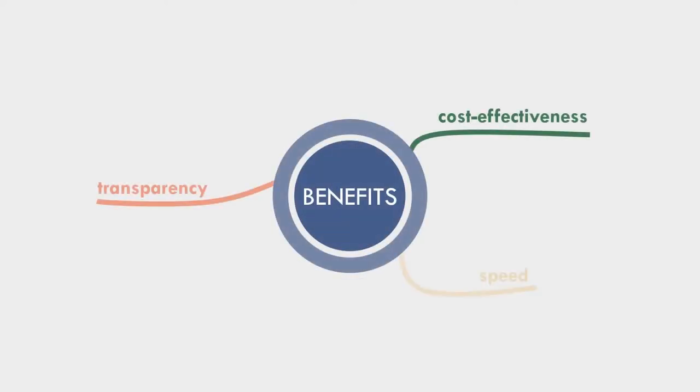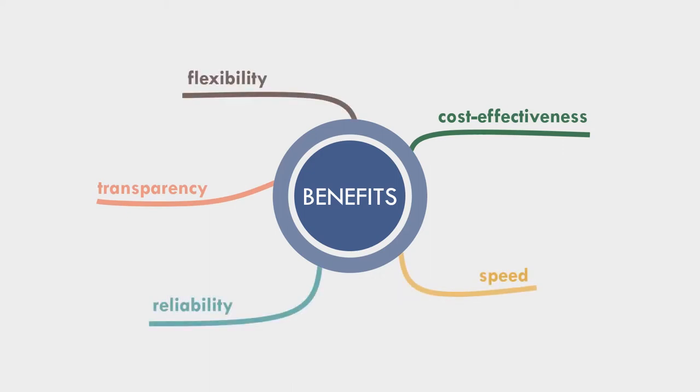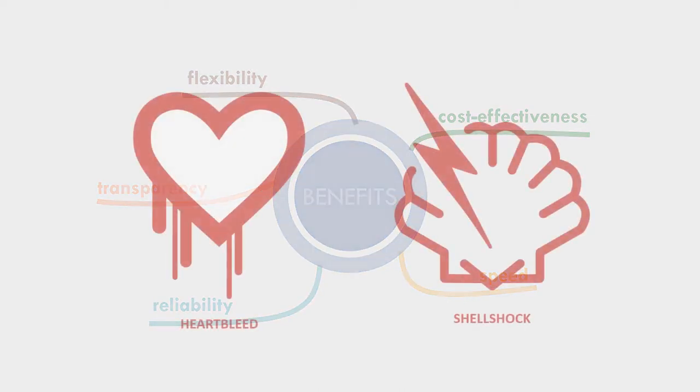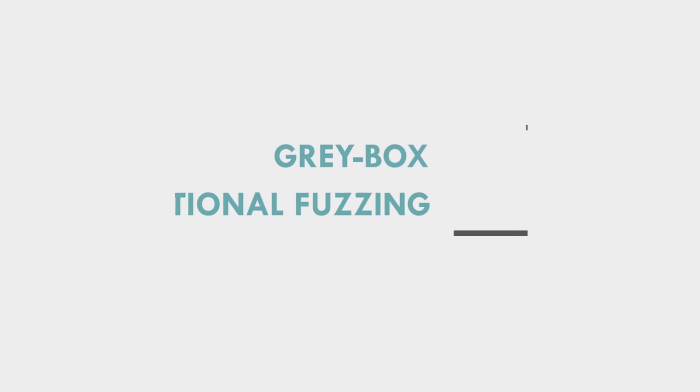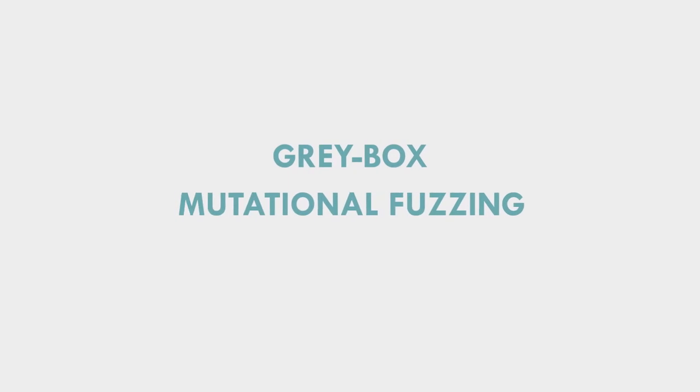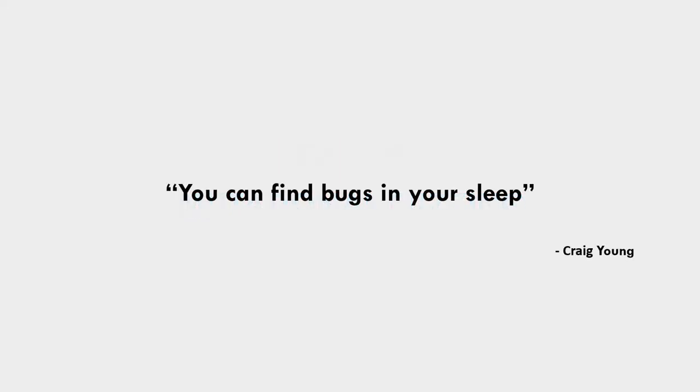Due to the benefits of using open-source software such as cost-effectiveness, transparency, and speed, open-source software has been widely adopted by organizations. Thus, vulnerabilities originating from this software may have far-reaching consequences, as seen in prominent cases such as Heartbleed and Shellshock. To improve application security, gray box mutational-based fuzzing is one of the most effective and practical approaches for vulnerability detection. But firstly, what is fuzzing?